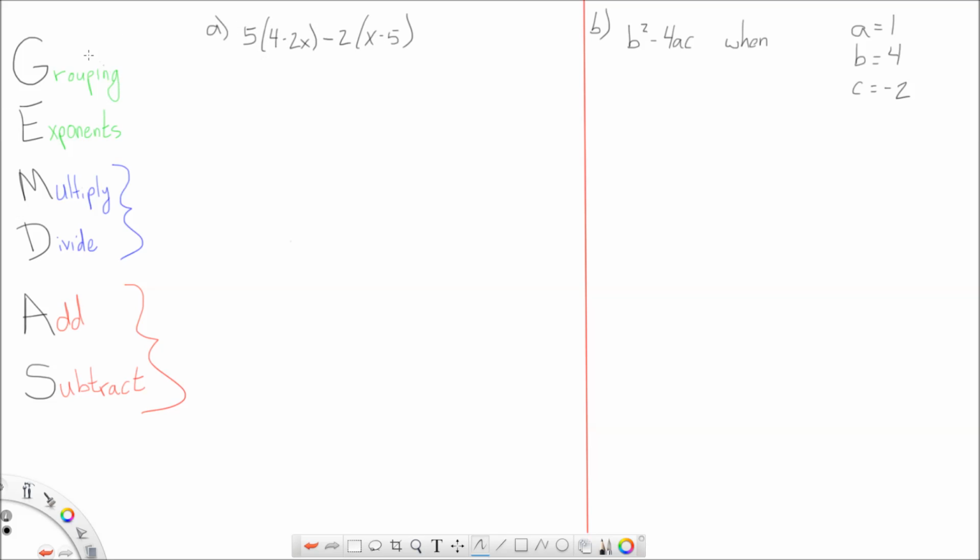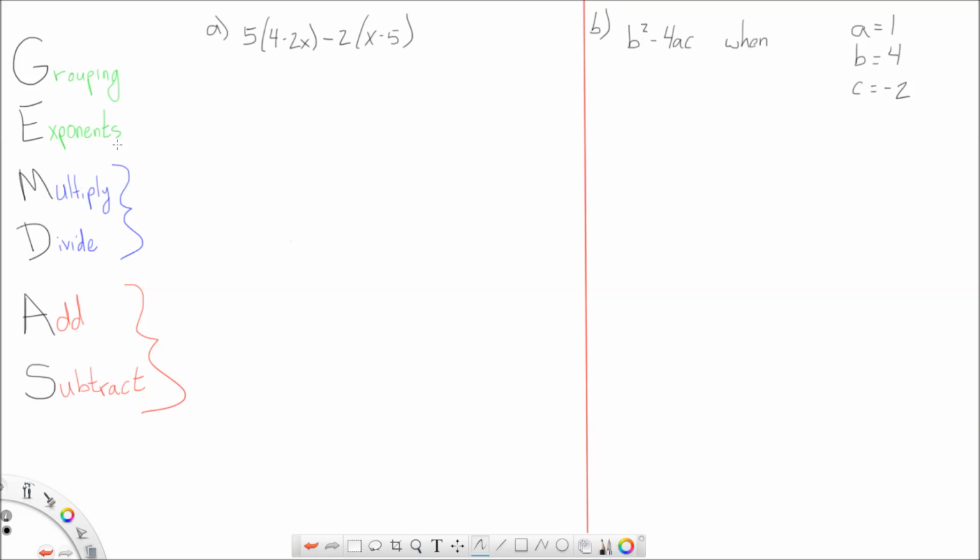So the first thing we'll look at is grouping, but inside this group we have 4 minus 2x, and here we have x minus 5. Since this term here has a variable and this term doesn't, we can't combine them at all. Alright, so when we say combining like terms, we want to make sure that they have the same number of variables. So here we have an x, here we don't, so we can't combine these. So we can't actually do step 1 at all, grouping, alright, because in here we can't subtract.